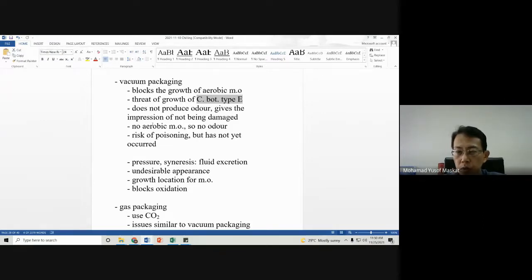Spoilage microorganisms are microorganisms that will cause damage, that will spoil the foods, but they are not detrimental to the consumer's health. They do not affect the consumer's health. So these are what we call spoilage microorganisms. They spoil the food, but they are not a threat to our health.